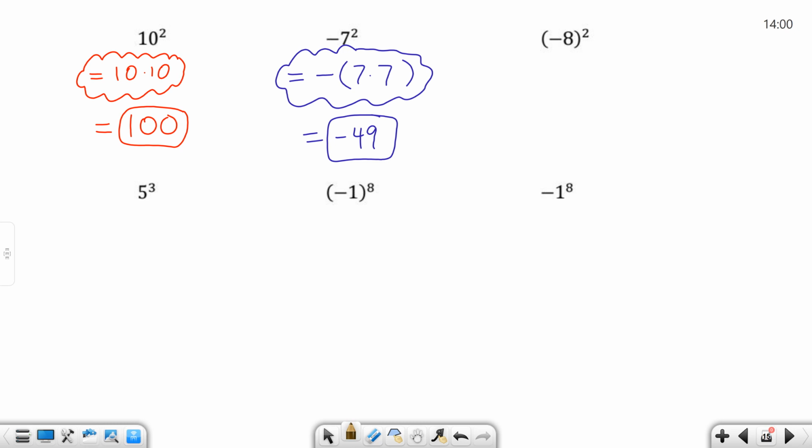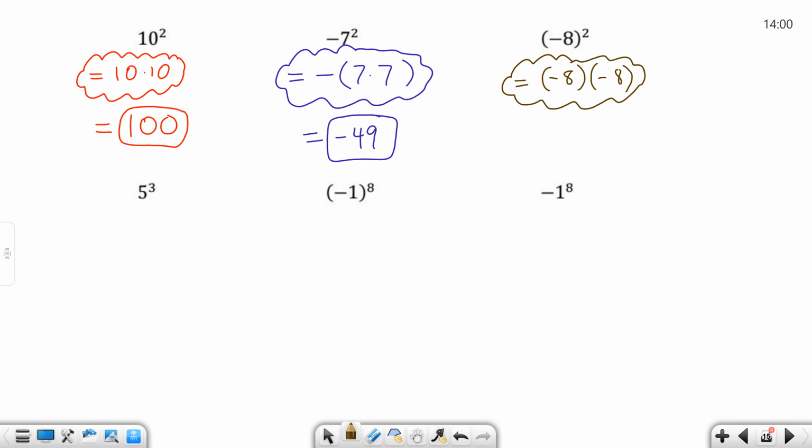So what about the next one? -8 in parentheses squared. That's going to be -8 times what? -8. You could put a dot if you want to, but typically with negatives we put in parentheses here. So again, this is going to be my thought cloud, but do you see the difference? That -8 is all in parentheses, so you are squaring everything in the parentheses. -8 times everything, -8 again. But on the -7 squared, just the 7 is squared and the negative's out front.